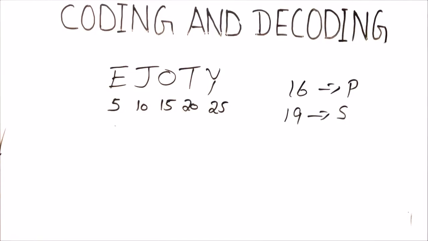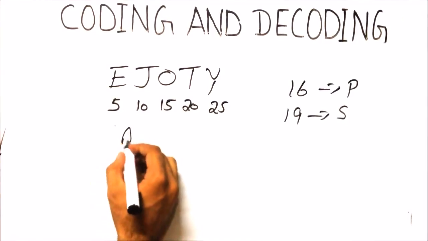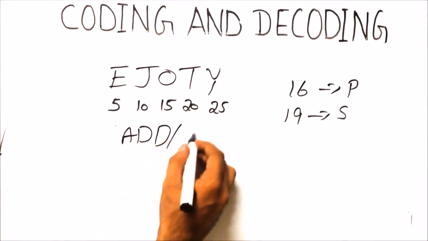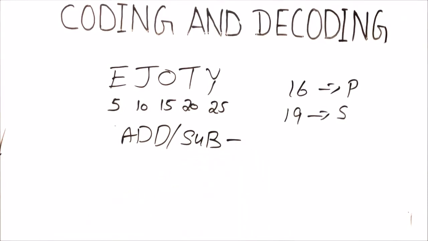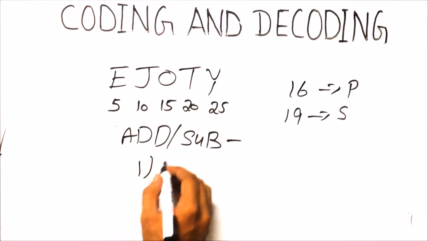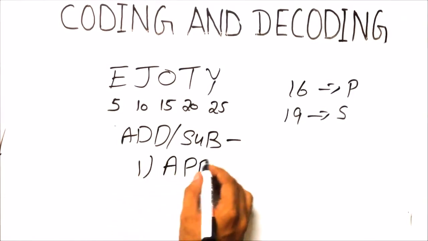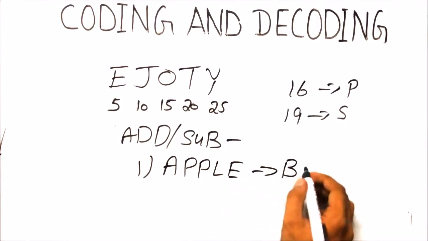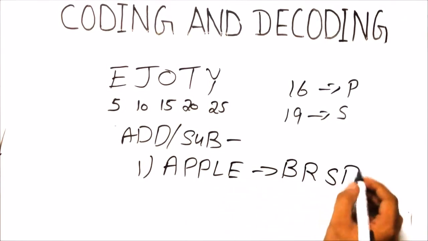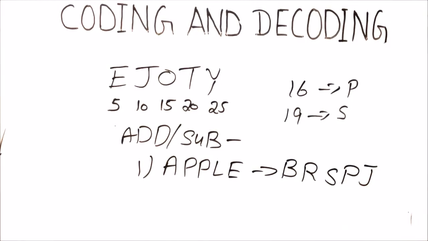Now our second pattern is the addition and subtraction pattern. These questions are completely different from the repetition pattern that we have used earlier. Now here the question would be like, for example, if the word is APPLE, and the code for the word apple is BRSPJ. Now here you can easily see that the code for the letter A is B.